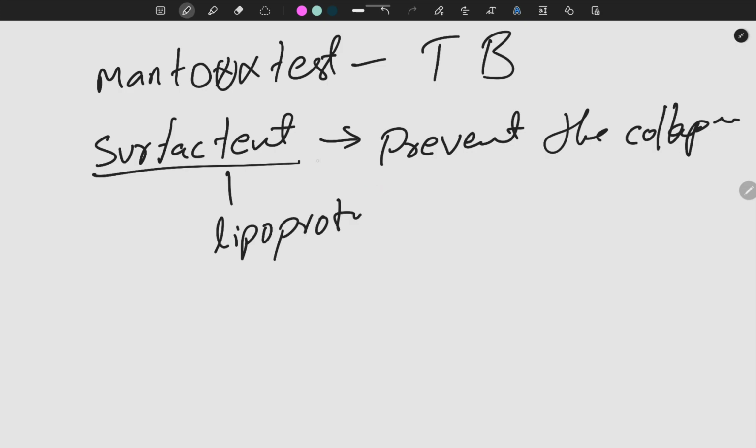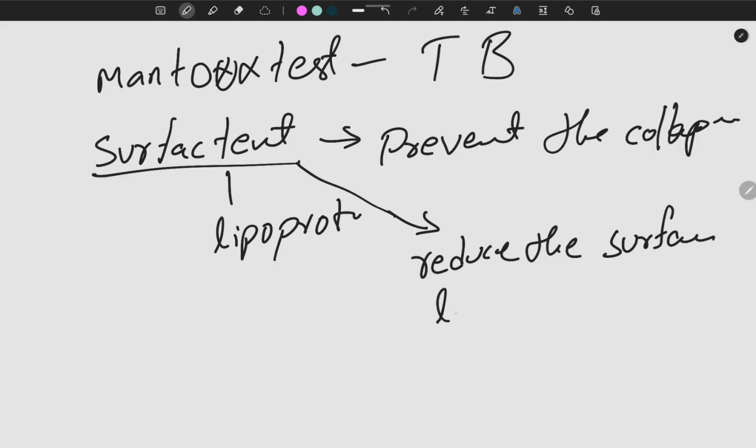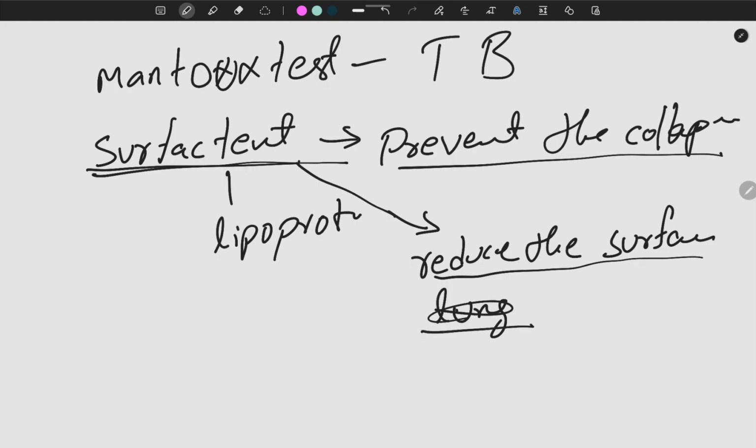Okay, see what will happen: the surface tension will be lowered. It will reduce the surface tension of the internal lung structure, that is the alveoli. So the purpose of surfactant is to prevent the collapse of the alveoli, and it will reduce the surface tension. Okay, so this is surfactant.